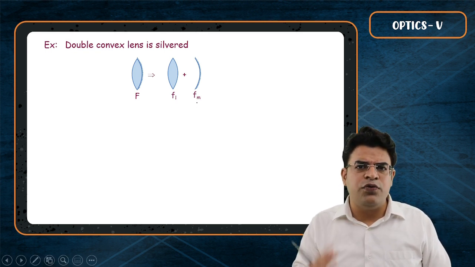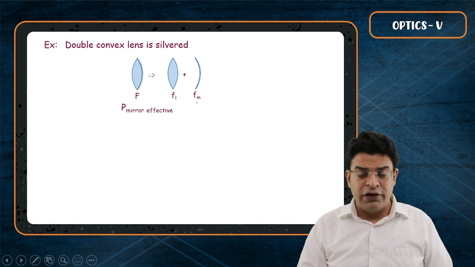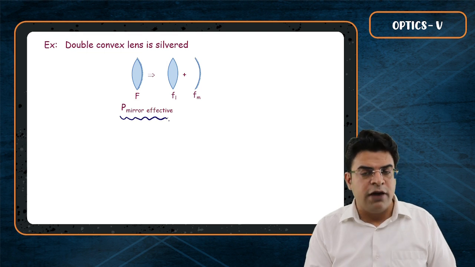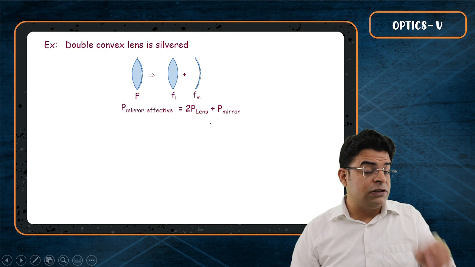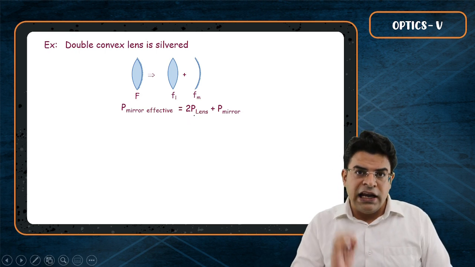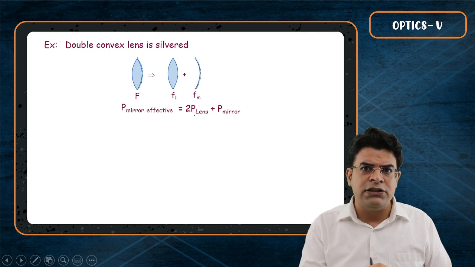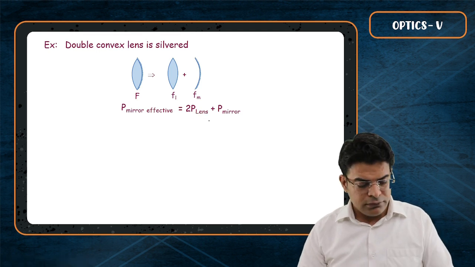So sir, how to find the effective focal length? See, remember the formula we are going to use. The formula is power of mirror effective is nothing but power of mirror plus 2 times the power of lens, because the ray gets refracted twice. That's why 2 times the power of lens. And now you need to know how to write the power of lens and how to write the power of mirror. So first thing, let's focus on lens.